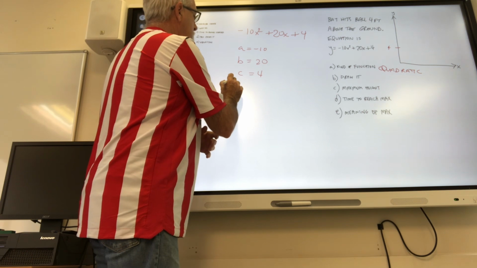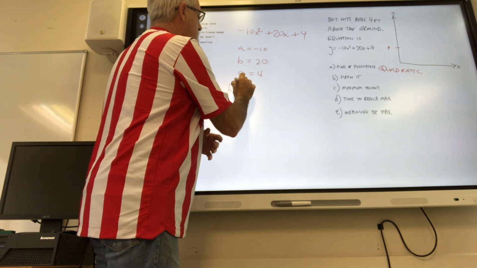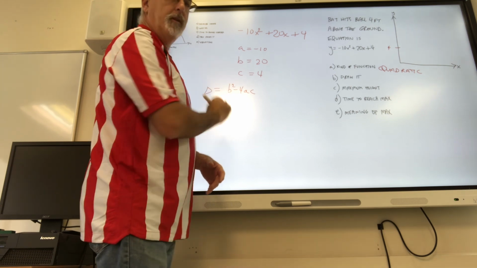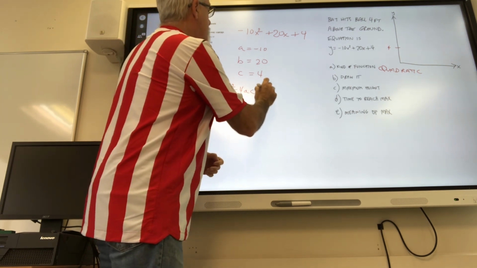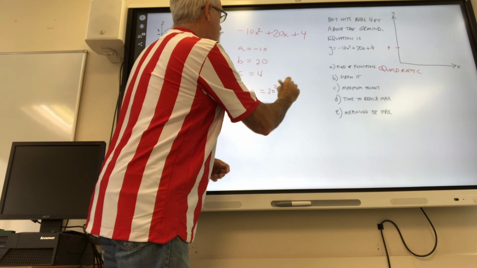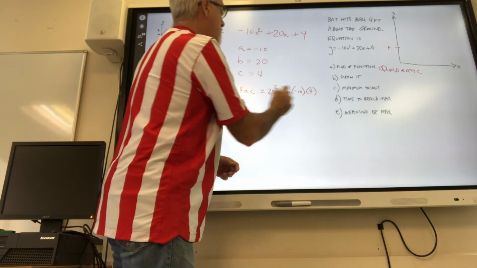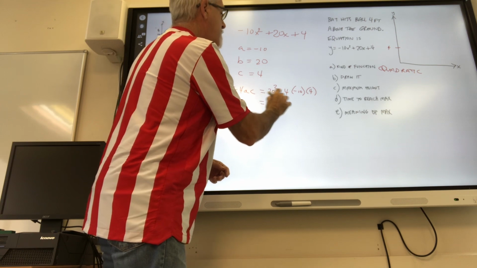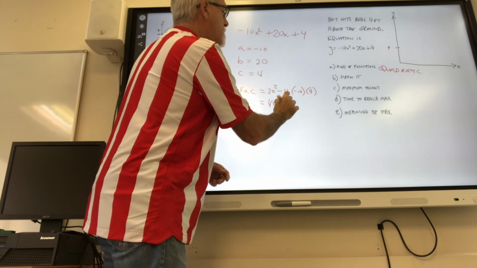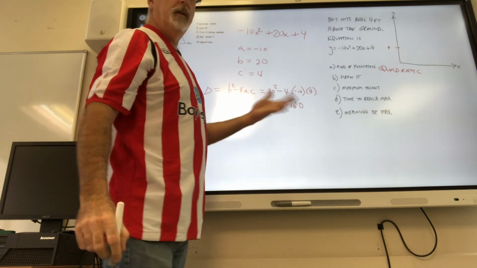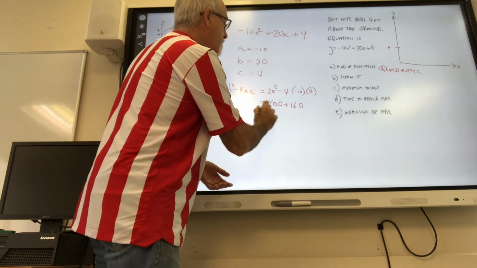First I do b squared minus 4ac, that is my delta, my discriminant, so that's not a very good triangle, but anyway, which is going to be 20 squared minus 4, negative 10, and 4 multiplied. 20 squared is 400, the two negative signs cancel, so we have a plus, and this is 160. 4 times 10 times 4 is 160, so we have 560.